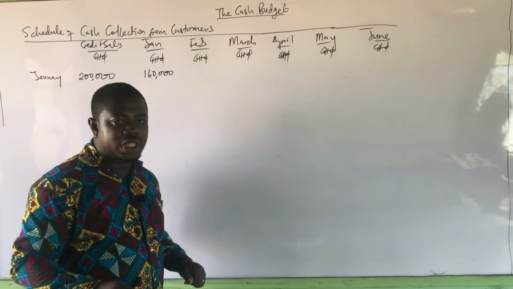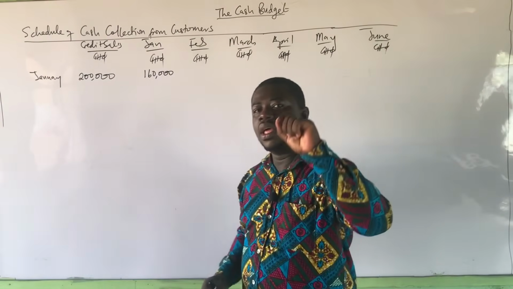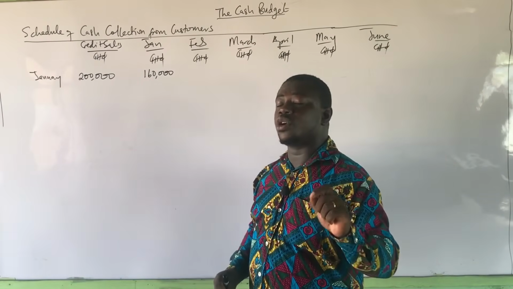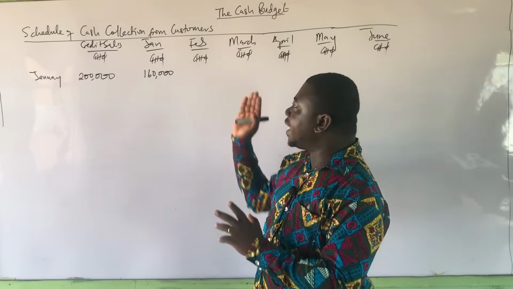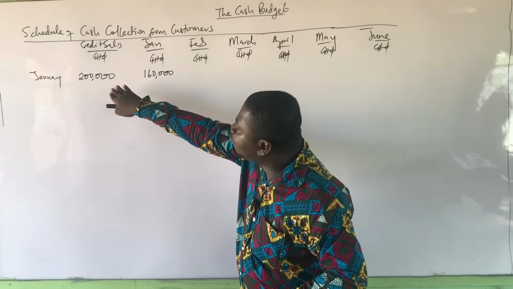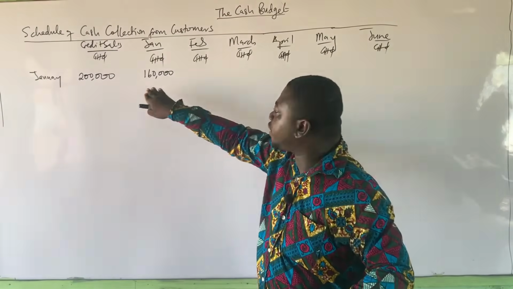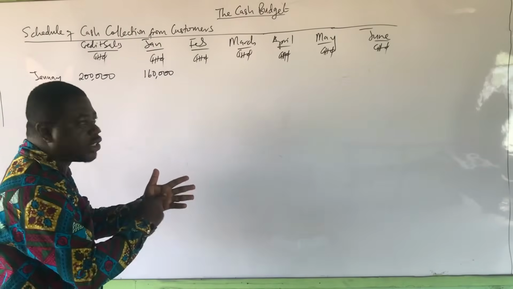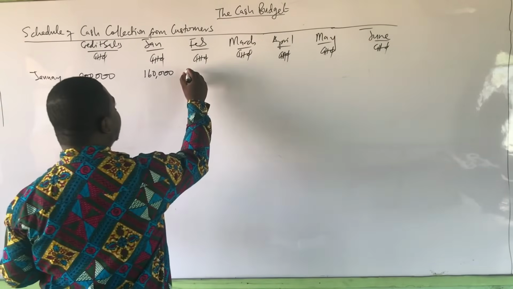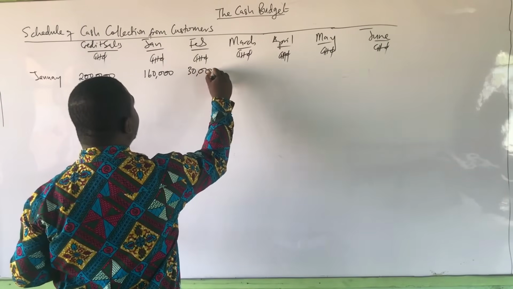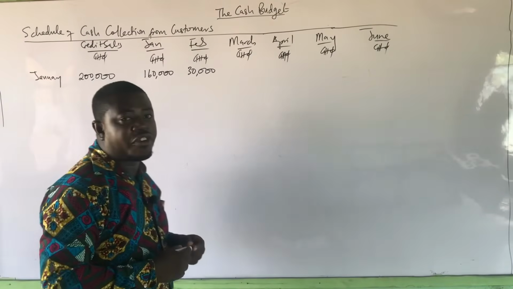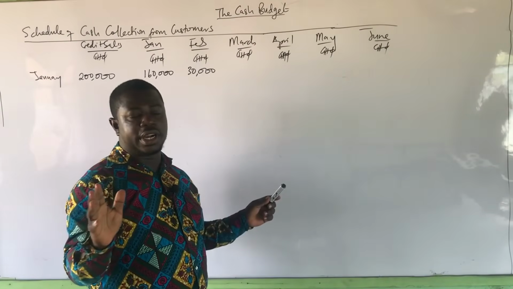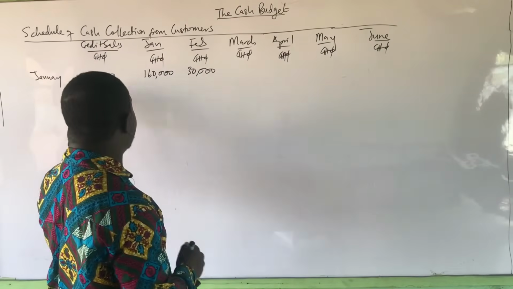We are also told that 15% is collected in the next month after sale. So for January sale, 15% of this 200,000 will be collected in February. So we calculate 15% on our calculator, and that will give us 30,000. We write that in February. The extra 5%, we are told it is uncollectible, so we ignore that. So we are done with January.